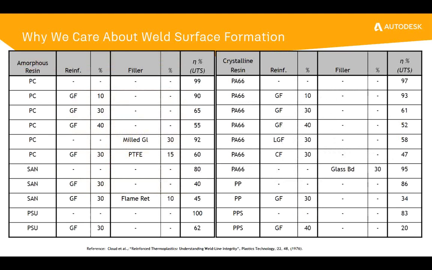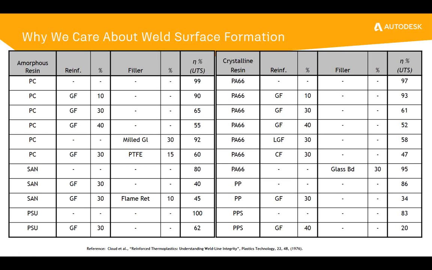Now, one of the common approaches for how to account for weld surface, the reduction in strength at a weld surface location, is to have a knockdown factor. And this data table is actually from 1976, and so it provides an overview for different types of crystalline and amorphous plastic materials with different levels of glass fiber or carbon fiber reinforcement. If you focus on the very right-hand column, the N percentage, this can be thought of as how much the strength of that plastic material at that location is reduced.